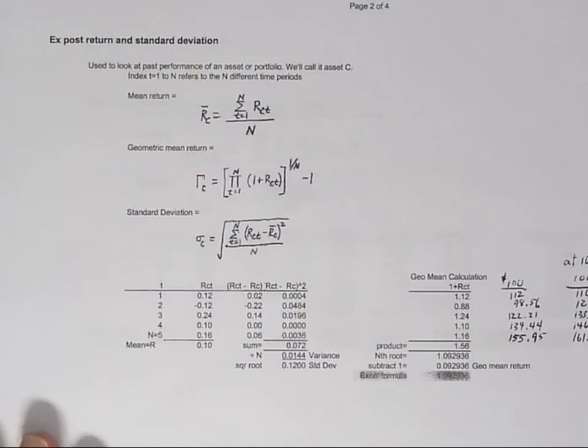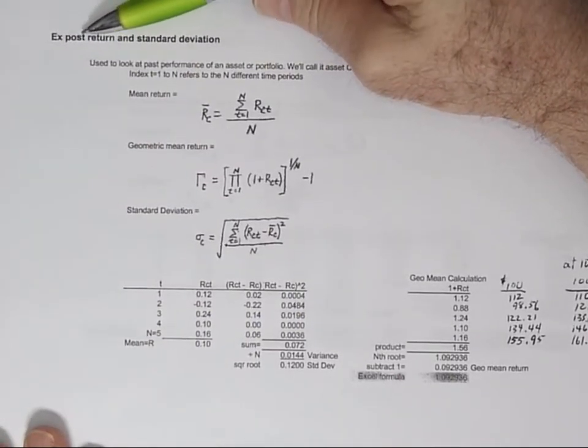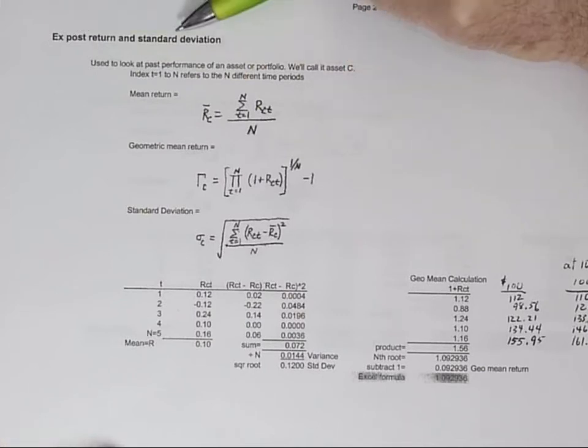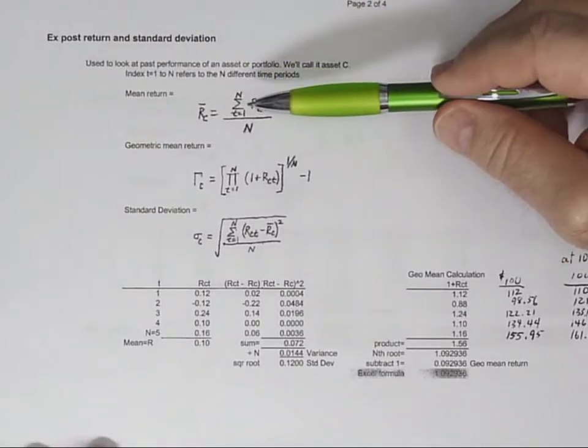This next page is ex post. Ex post would be from after. And so we're looking at things that have already occurred. Again, we have standard deviation, but we're going to calculate it differently. So let's take a look at this.